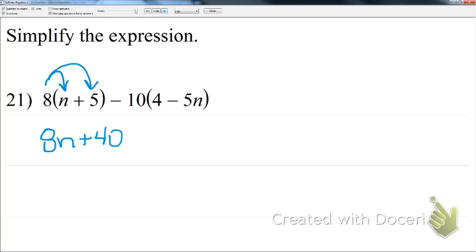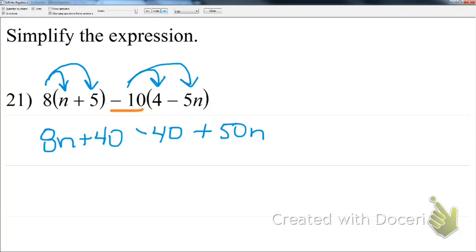And then we have this term that's outside the parentheses, the second set of parentheses, which you need to multiply into the second set of parentheses. Don't forget the sign though. That's a negative 10 times 4 equals negative 40. And a negative 10 times negative 5n, which equals a positive 50n.